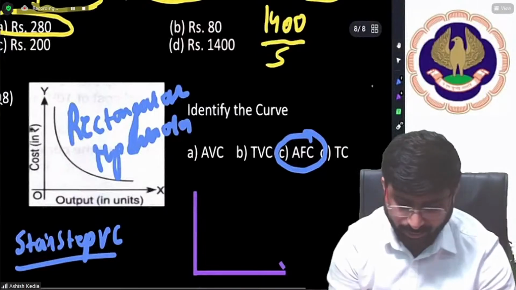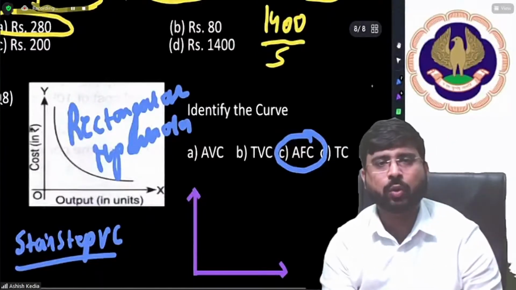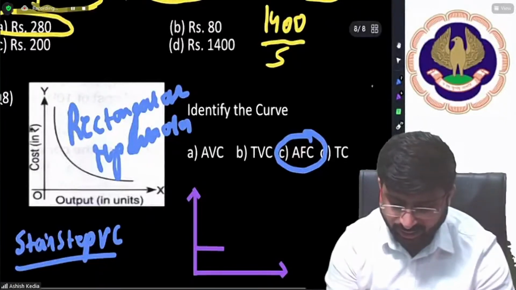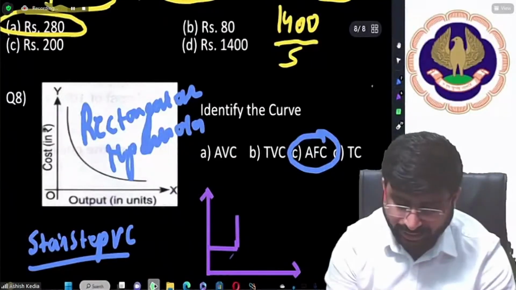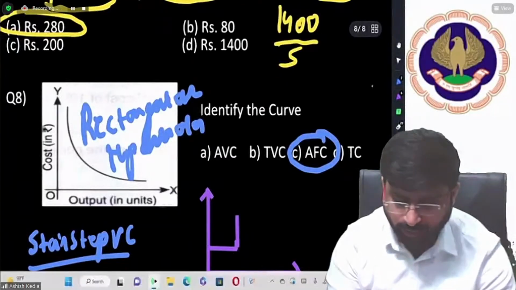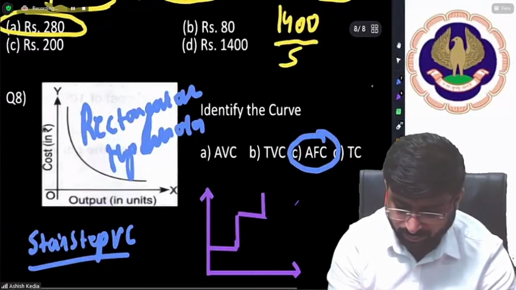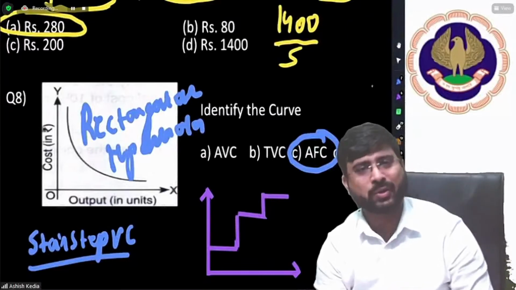Okay, pay attention, please. See, first of all, how does the graph look like for a stair-step variable cost? It looks something like this. It looks like stairs. In your building there must be stairs. Building or school maybe. There are these stairs. It looks somewhat like this. This is stair-step variable cost.